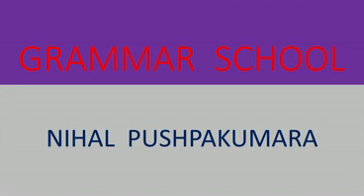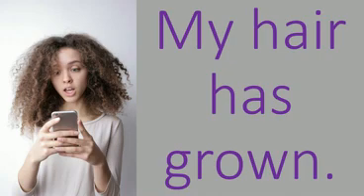Okay, let's see how we are going to talk about these things in English. Now you can see this picture. There's a girl in the picture. We can see her hair is very long. My hair has grown. We can see her hair is untidy and it has grown a lot. So now what should she do? She has to cut her hair.